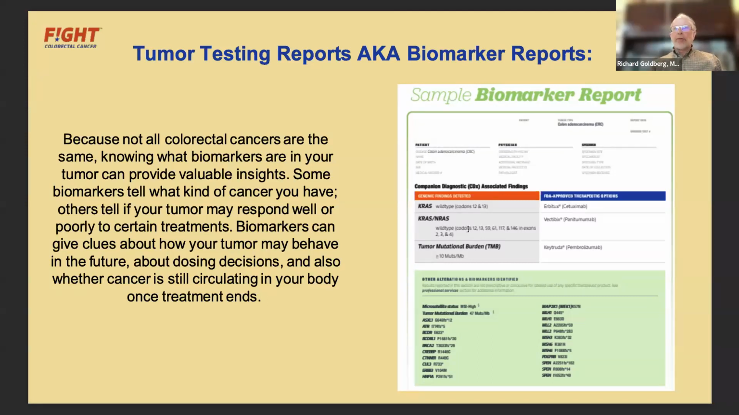Happy to address that. Let me introduce myself first. My name is Rich Goldberg. I'm a member of the board of Fight Colorectal Cancer, and so I'm heavily involved in trying to get accessible information to patients, which is one of the main goals that Fight CRC has, and to support patients in their interpretation of all this complicated information that they get blasted with in addition to their diagnosis.